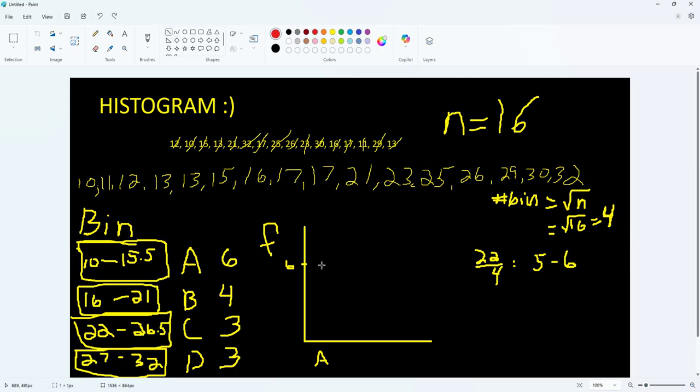So this was all the way up to 6. Okay. Bin B, it was 4. A, B, C, and D. Bin B is 4. So grab that guy. It's going to be down here like 4. And then this was 3 and 3. Let's make that a little shorter. 3 and 3. Okay, so this is what the data kind of looks like.